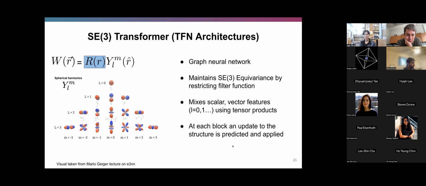And so at each block of the network, we predict a structure update using an architecture with this type of functional form.